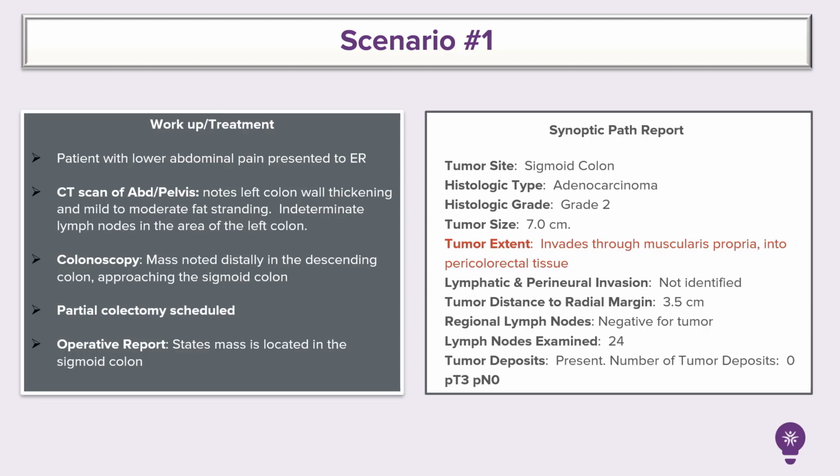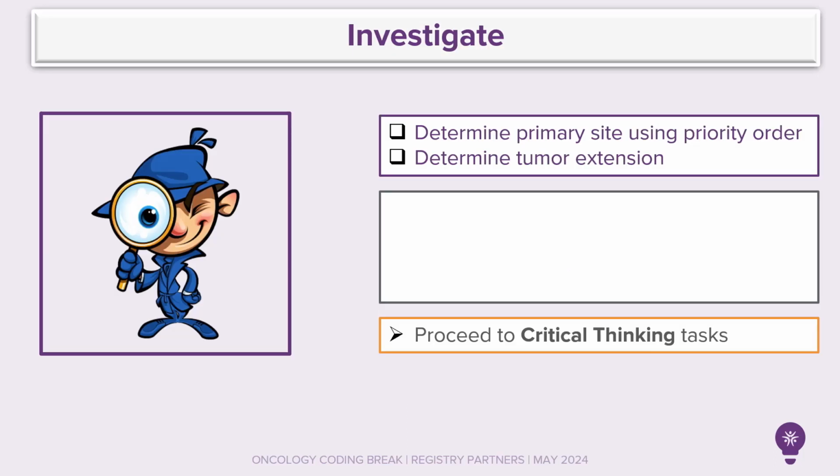Now let's take a look at the pathology report. We have a grade 2 adenocarcinoma in the sigmoid colon that invades the pericolorectal tissues, no LVI or PNI, no lymph nodes or tumor deposits, and it's a pT3, pN0. Okay, so now it's time to put those investigational skills to use. First we'll need to determine the primary site, which would be determined using the SEER Appendix C priority order. And then we'll determine the extent of tumor.